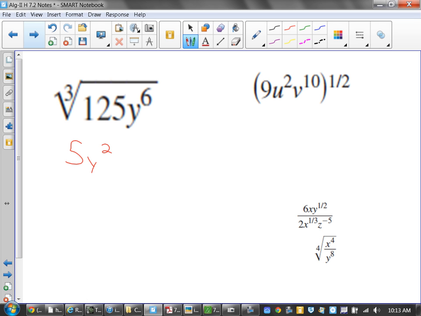What does half power mean? Square root, okay? What's the square root of 9? 3. Power to power, what do you do? You multiply them. What's 2 times a half? 1. Power to power, what do you do? Multiply. What's 10 times 1 half? 5.